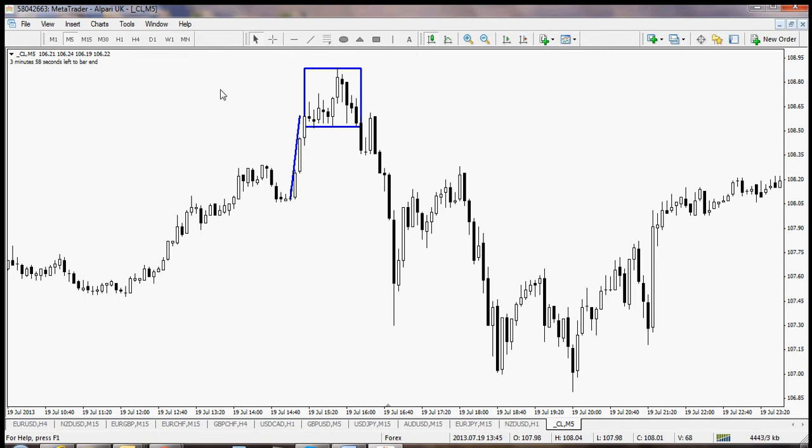But what's important here is when this flag area gets broken to the downside here. So what happens is this breaks not only this point, but also this little pause here, which is quite important also. It gives it extra strength. Once that's happened, it then comes back up. It tries to test, well, it does test this area.